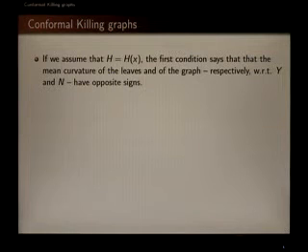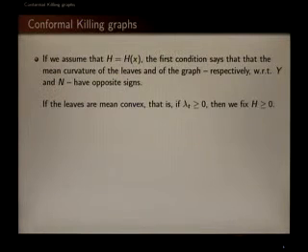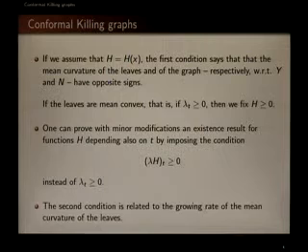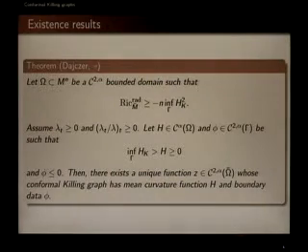Okay, and then in the case of H not dependent on T, as I said before, a lambda T greater than 0 says that the mean curvature is greater than 0. And the second condition, as I said, measures this rate of the mean curvature of the leaves. In this case, you have this result.